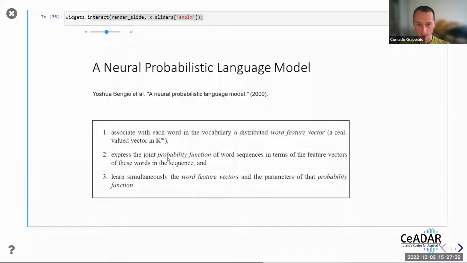The second is to express the joint probability function. Joint means that we have a context of a sequence of words, so that's the joint. Remember from the previous class when we had the introduction of probabilities, the joint probability is the product of the probabilities of these words. So the joint probability of these feature vectors. And the last step, which is the fundamental, or one of the fundamental ones anyway, is to learn simultaneously the word feature vectors and that probability function.